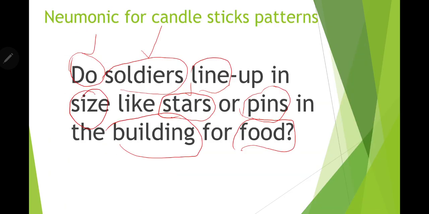So in summary, we have seen that you can memorize the candlestick patterns using the simple mnemonic of "Do soldiers line up in sizes like stars or pins in the building for food," whereby the Do is the Doji family, soldiers are the candles in the soldier family or soldier position, and the lines are the candles under the line family, and the sizes are the candles that are classified according to their sizes, and the stars are the candles that are said to be in a star position, and the pins are the candles that look like pin bars, and the building are the candles that are given their names according to the type of building, like a tower, for instance, and the food are the candles that resemble food, like the sandwich, the fry pan bottom and the dumpling top.